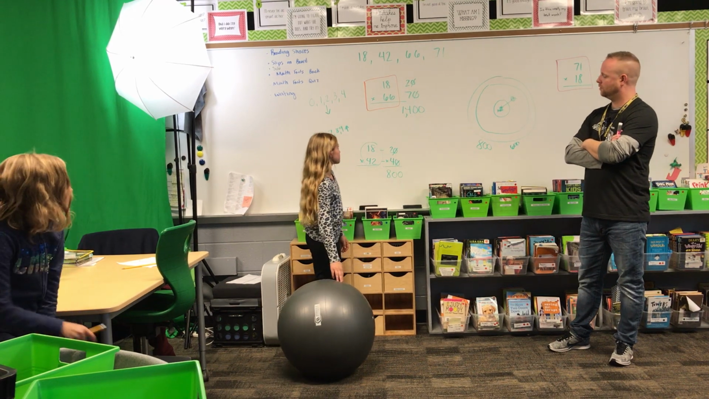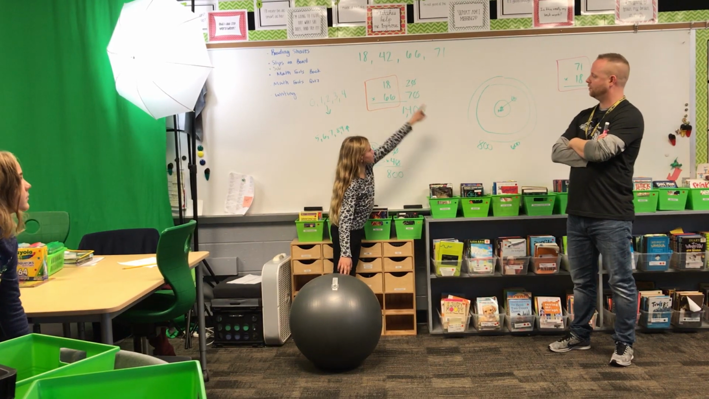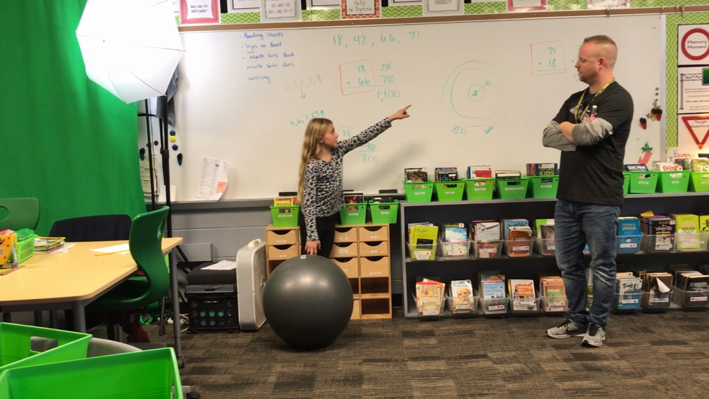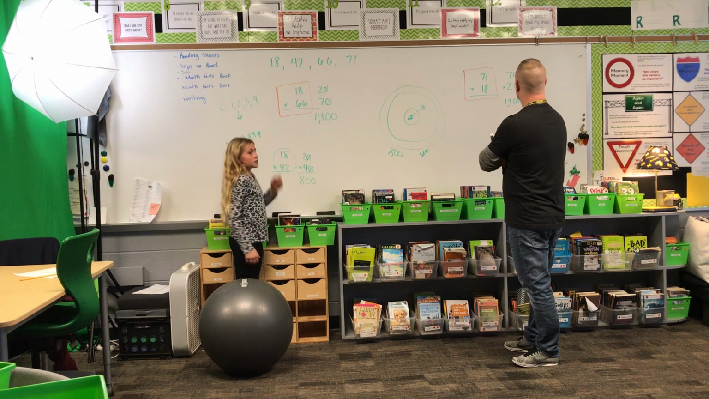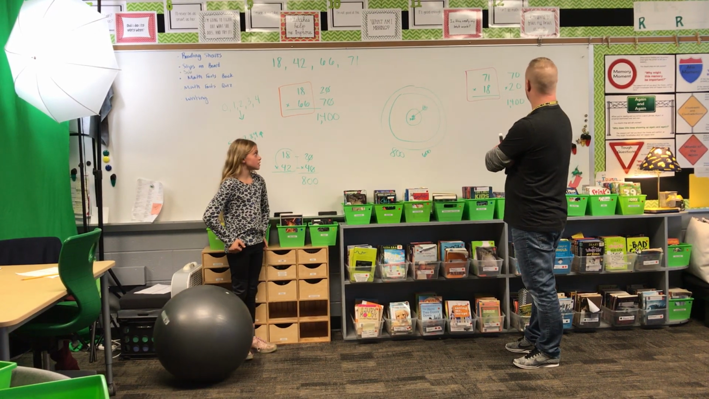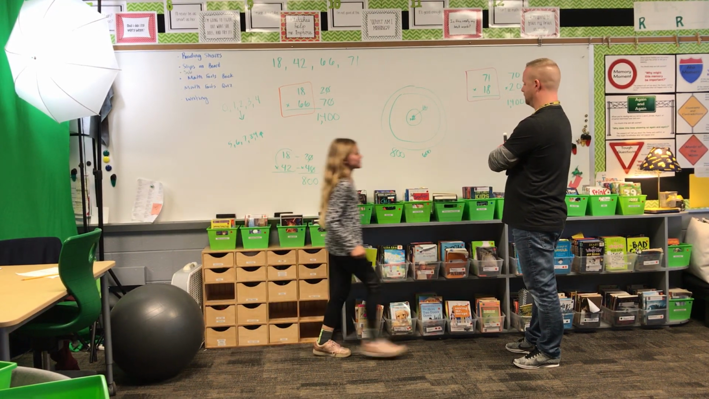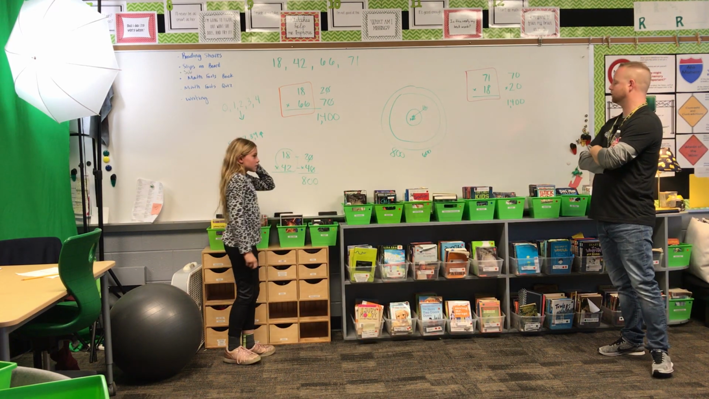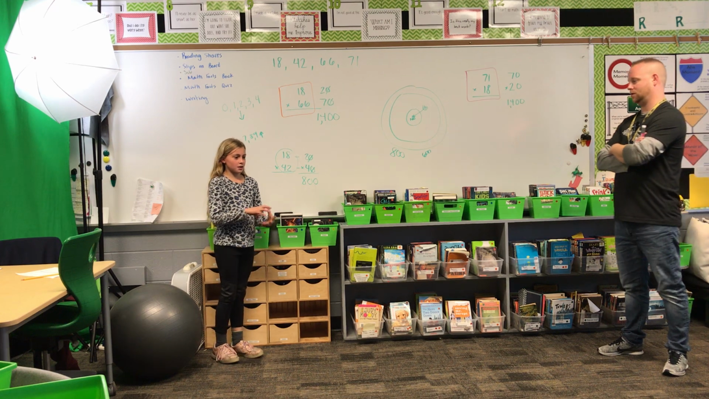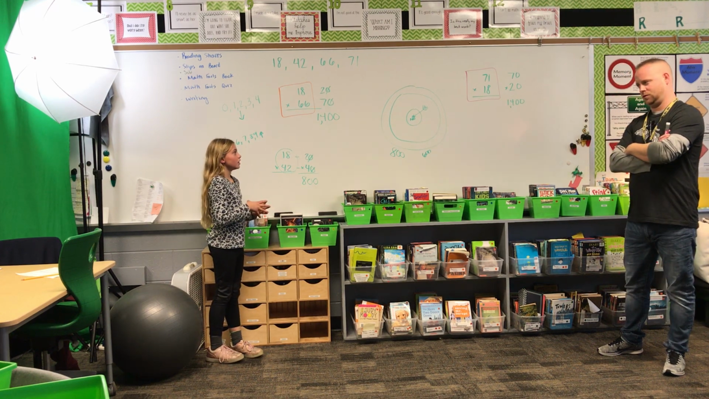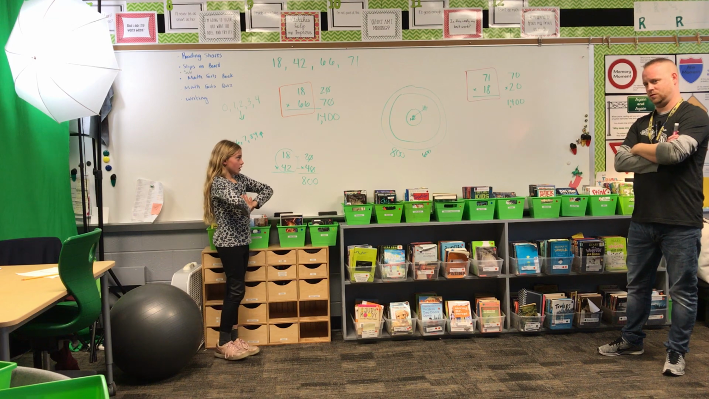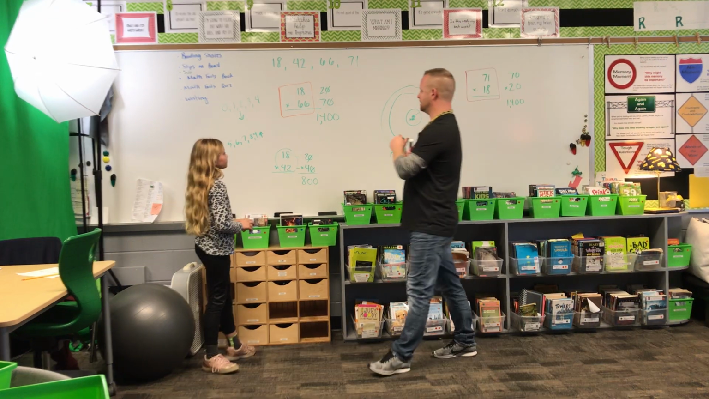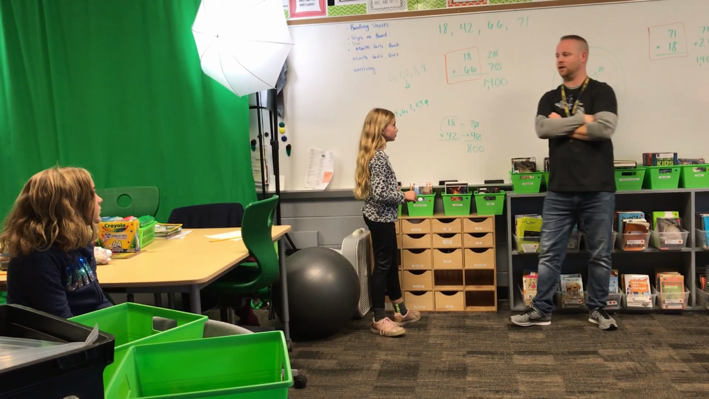Orange could be closer because 18 and 18 are the same numbers, but 66 and 71. 66 is lower than 71. Since 66 is smaller than 71, it will be closer. Okay. So 66 is lower than 71, so it's going to make it closer.